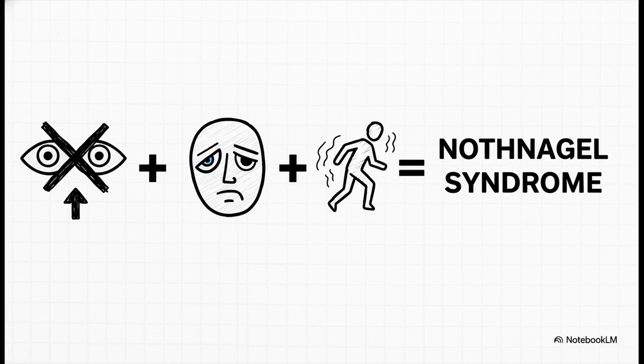Nothnagel syndrome. You can think of this as a variation of a dorsal midbrain lesion that just extends a bit more forward. So it has the upgaze palsy you see in Parinaud, but it adds two critical new features: an ipsilateral third nerve palsy, because the lesion has reached the oculomotor nucleus, and contralateral ataxia, because it's hitting the superior cerebellar peduncle fibers as they cross nearby.